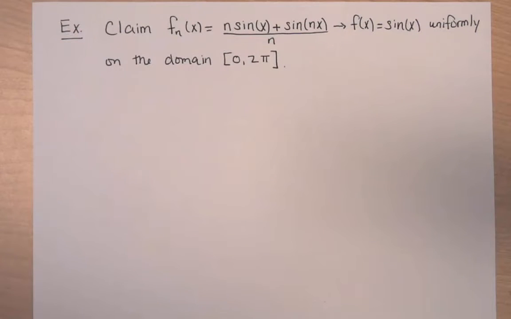So we just saw an example of a function that was pointwise convergent but not uniformly convergent. Let's take a look at another example. I claim that this function is indeed uniformly convergent: f_n of x equals n sine of x plus sine of n times x, divided by n, converges uniformly to sine of x on the domain 0 to 2 pi. Let's see if we can visually understand why it's uniformly convergent before we prove that it satisfies the definition.